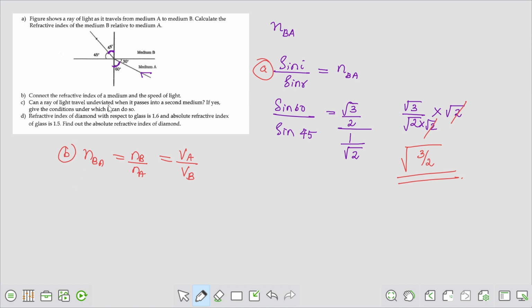Can a ray of light travel undeviated when it passes into the second medium? If yes, give a condition. Is it possible for the ray to just pass through without any deviation? Yes, it is possible. So what is the condition? The refractive index of both media must be the same. In that case, the light ray will just pass through without any deviation.